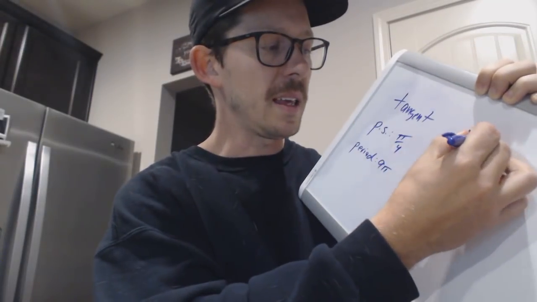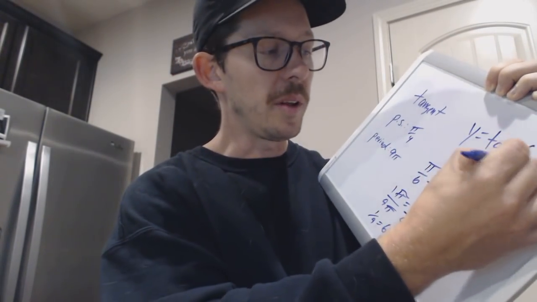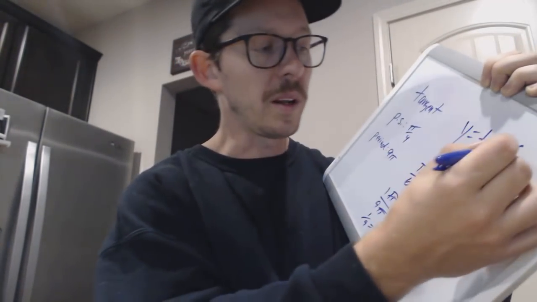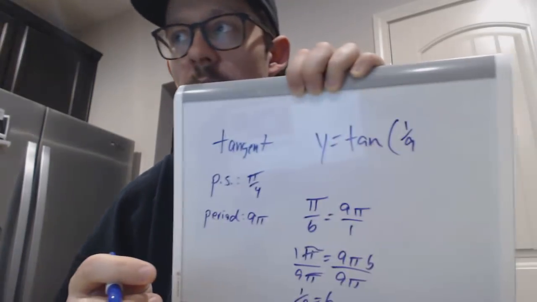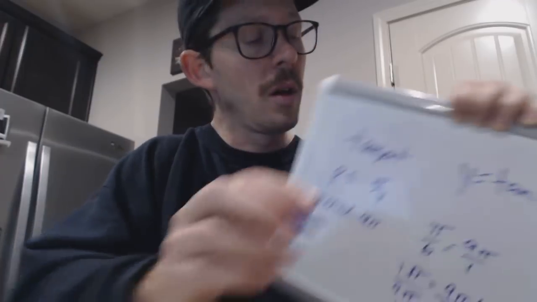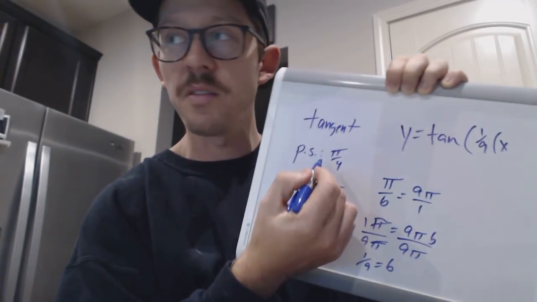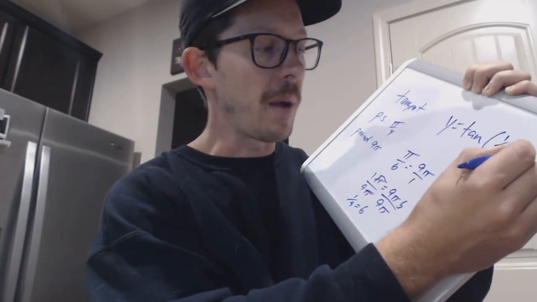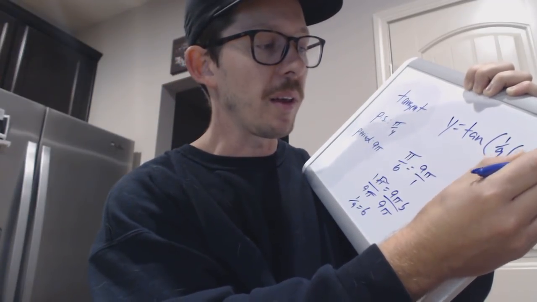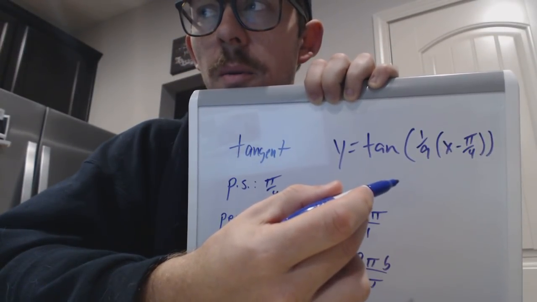Now watch how I'm going to do this, okay? What I'm going to say is y equals tan, right? I'm going to put parentheses, right? I'm going to put 1/9, okay? Now if you recall, if I want to do this easily, I'm going to separate it by 2 sets of parentheses, right? So I'm going to say x, remember phase shifts are opposite, right? So I'd say minus pi over 4 like that.